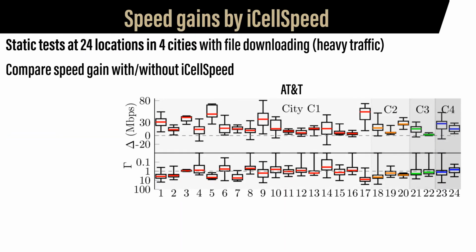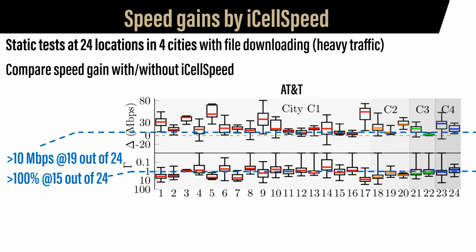Next, we evaluate the speed gain in static tests. Here is the result at 24 locations randomly selected in 4 cities with heavy file downloading. We observe iCellSpeed increased the median data speed by more than 10 Mbps at 19 out of 24 locations. The median relative gain is larger than 100% at 15 out of 24 locations.